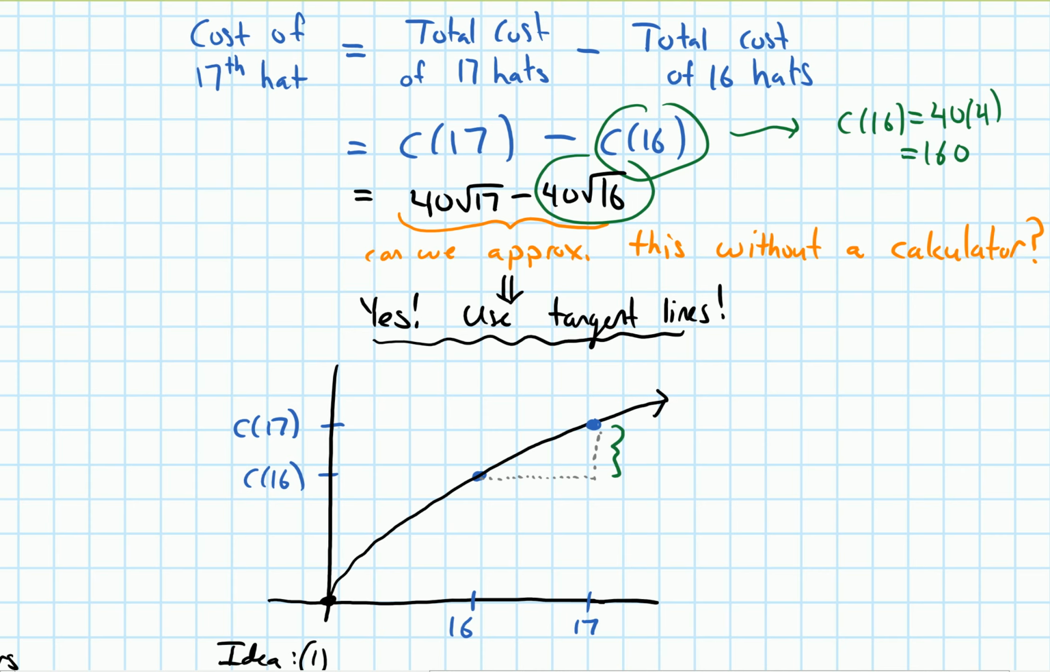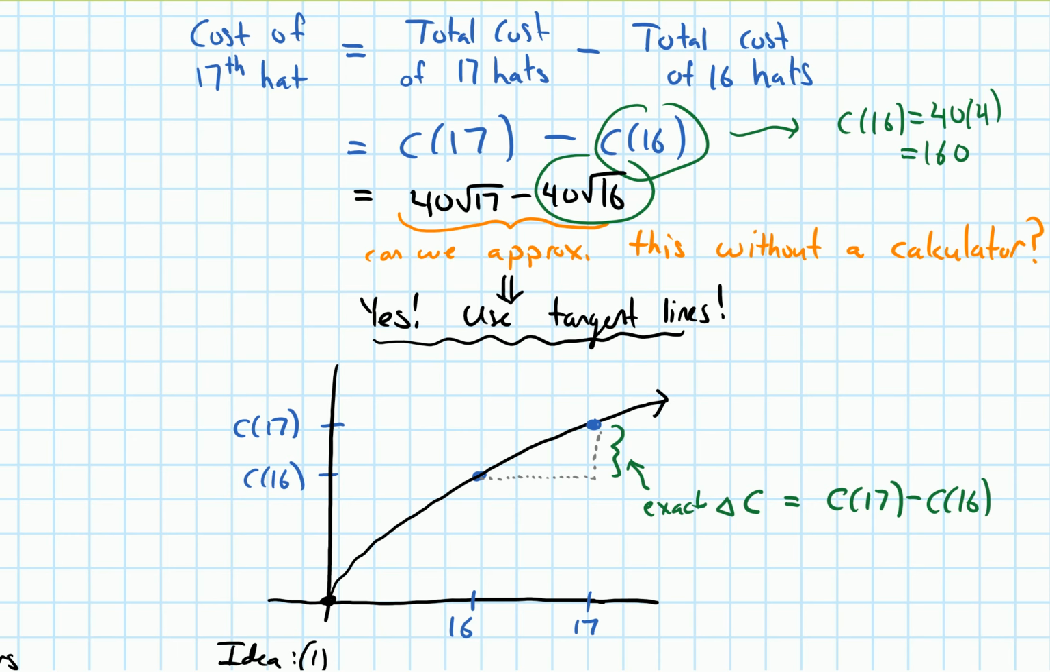Okay, so I'm going to call this the exact change in c, which is c of 17 minus c of 16. Okay, so we want a way to approximate this vertical distance, and we'll do that by drawing a tangent line.